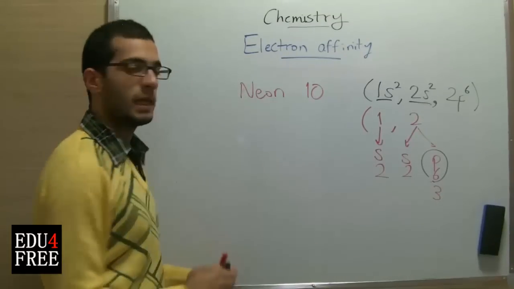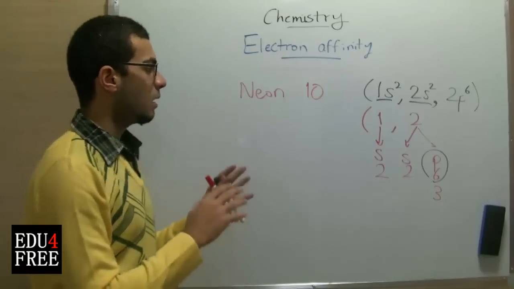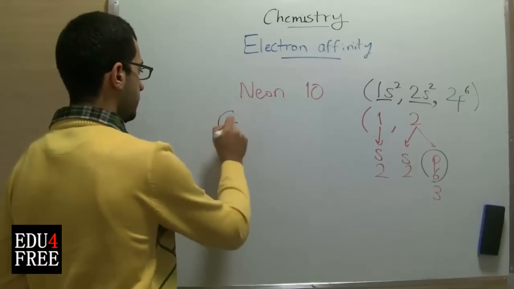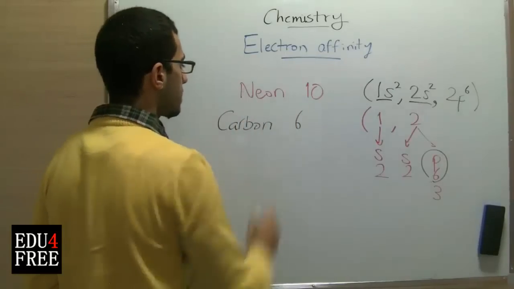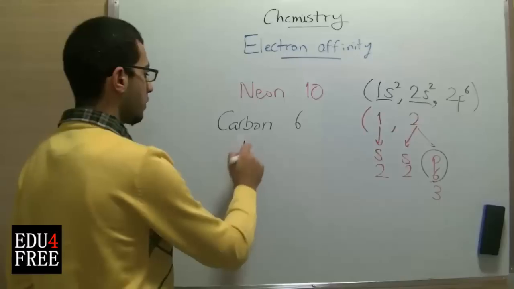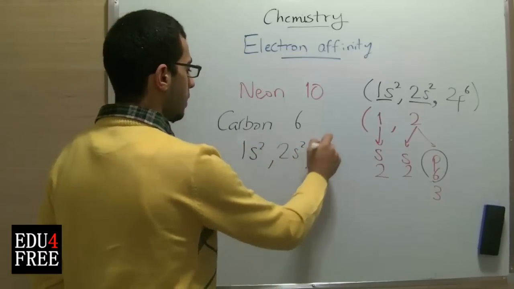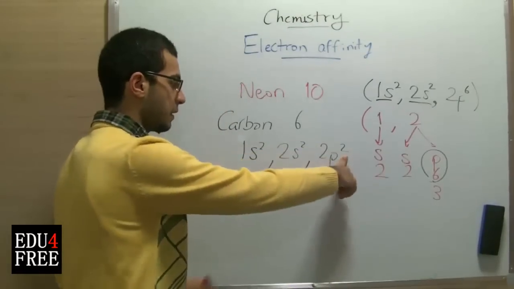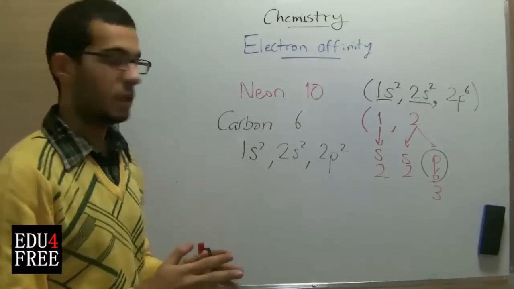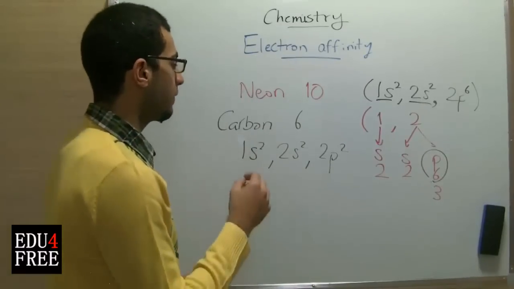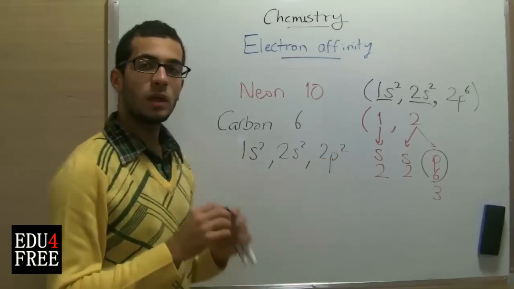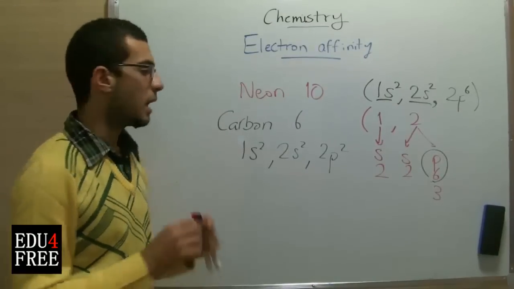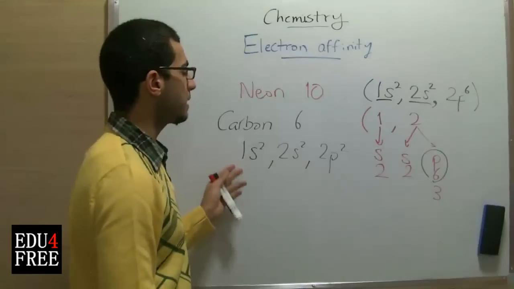Now, what I'm trying to say is, if the atom was near to stability, for example, the carbon atom, which contains 6 electrons, the electron configuration will be 1s2, 2s2, 2p2. Now, if just 1 electron is added to the p sublevel, the configuration will be just like nitrogen, and this will give the carbon more stability. So if the electron that will be added here will give the atom some stability, the electron affinity in that case will be very high.